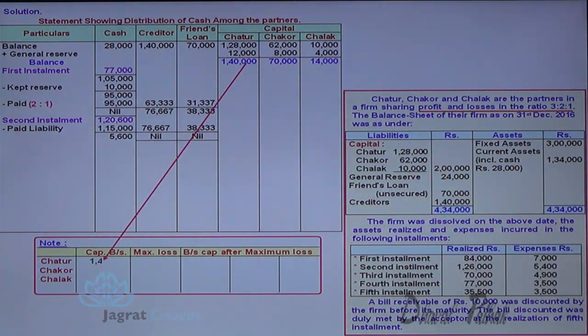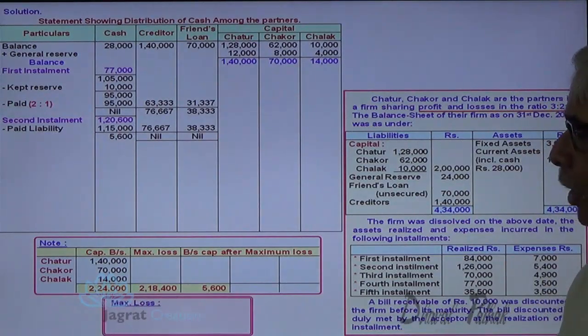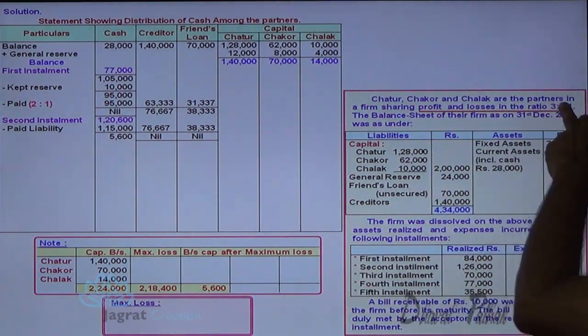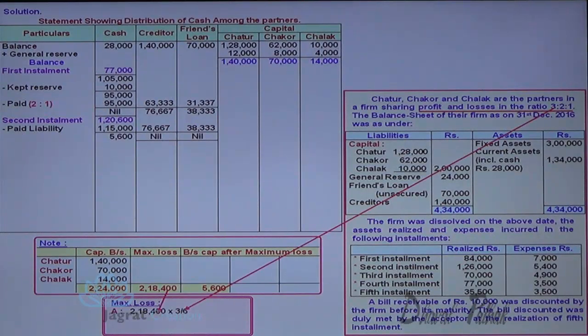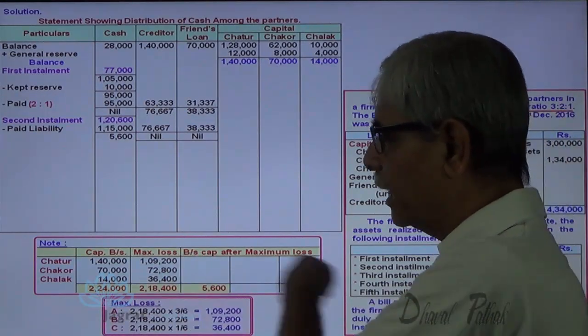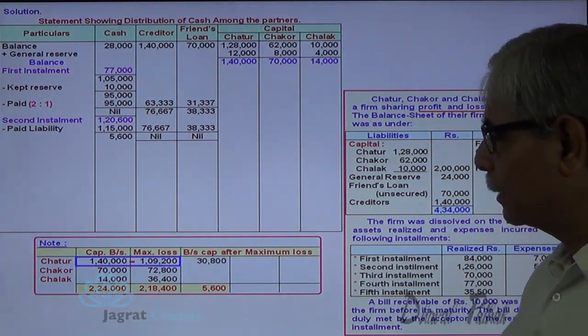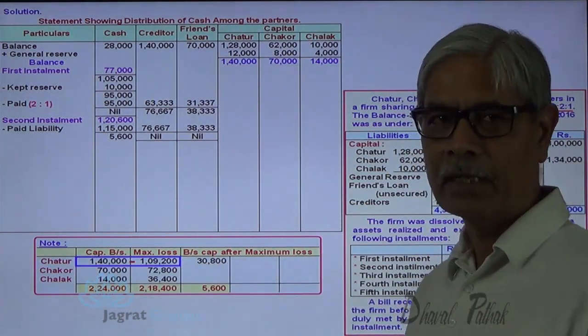So this is the capital balance of Chatur, Chakor and Chalak. Cash balance available is 5,600. The difference between these two is identified as maximum loss. This maximum loss will be distributed in the ratio of 3:2:1. So share of A is 3/6, share of B is 2/6, share of C is 18,400 into 1/6 in this loss. This loss will be deducted from this capital. So 1,40,000 minus 1,09,200, so capital surplus of Chatur is 30,800.